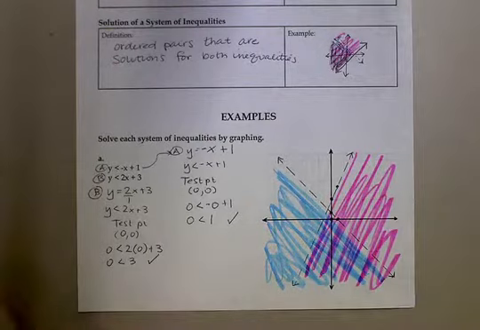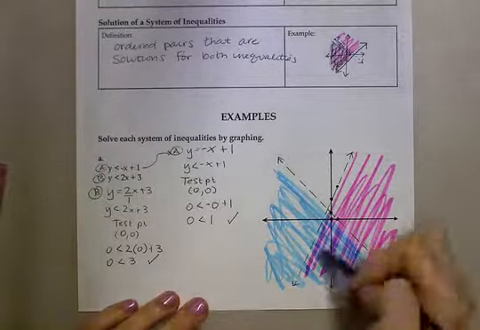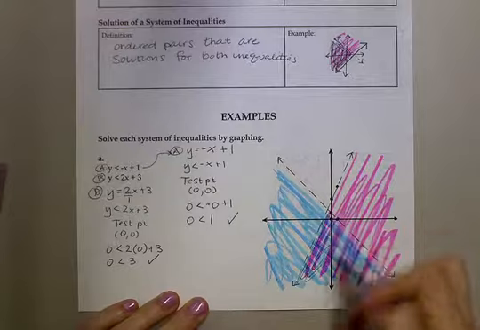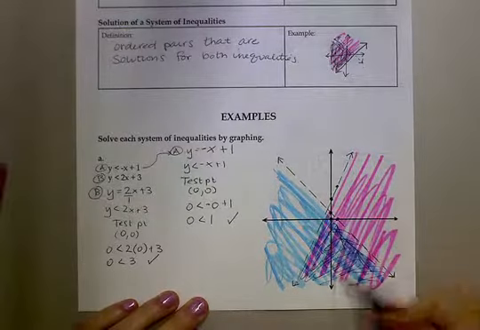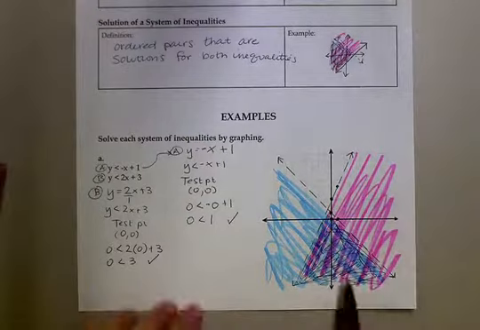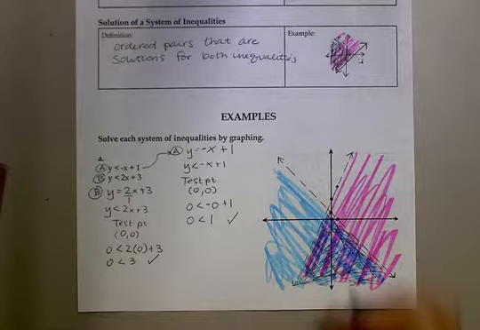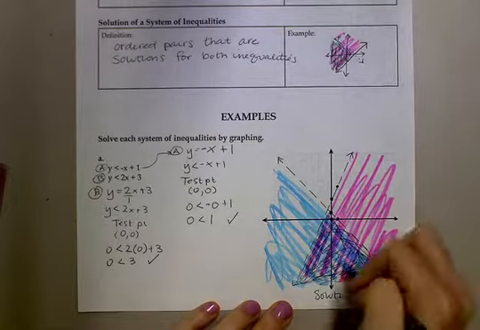Now we're looking for the area where our inequality solutions overlap. And it looks like it's in this area right here. So this area is filled with solutions for our inequality. So our solutions are in here, in this area.